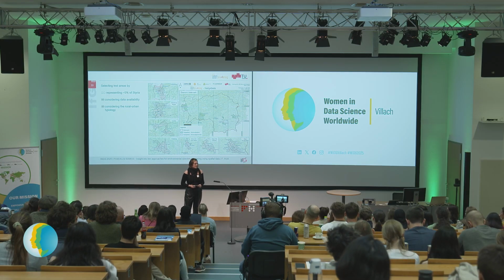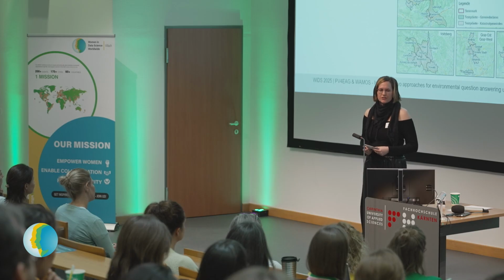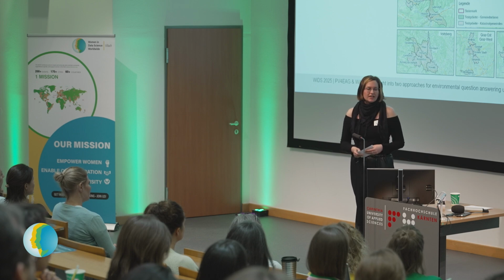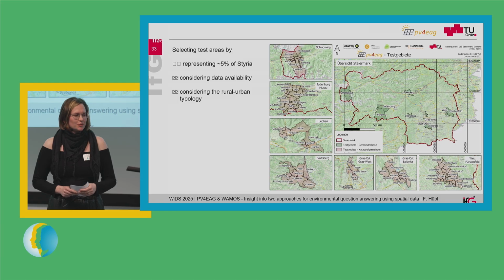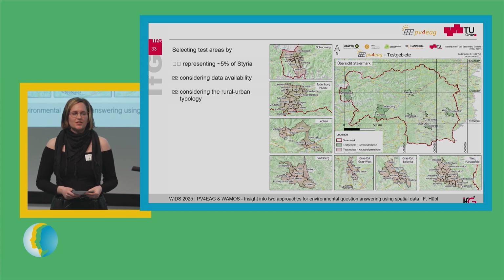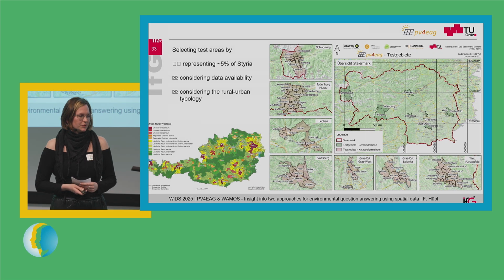So here we selected 5% of Styria's area, and also considered data availability, of course, and we heard of it earlier, the rural-urban typology, so also density of population. We took that also into account to select the test areas.